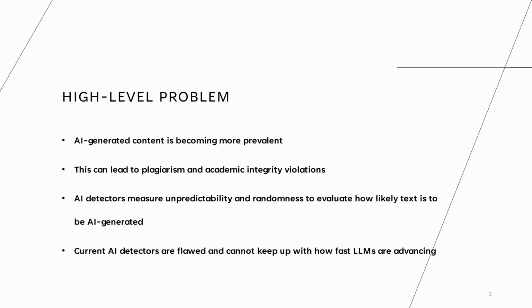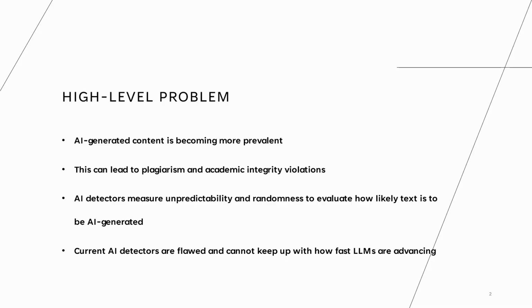The high-level problem. AI-generated content is becoming increasingly common with tools like ChatGPT, but this means that AI-generated content is being passed off as being written by humans. A way to stop this, or curb this, is with AI detectors, which work by measuring how predictable text is. They do so by using features like perplexity and burstiness, which tend to measure randomness in text. Some popular examples of this are GPTZero and Quillbot.